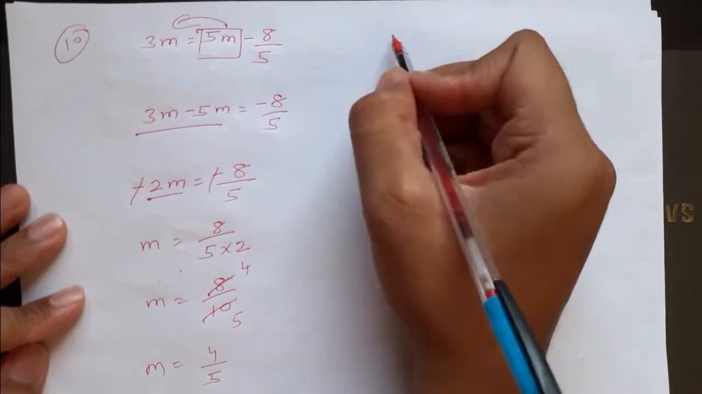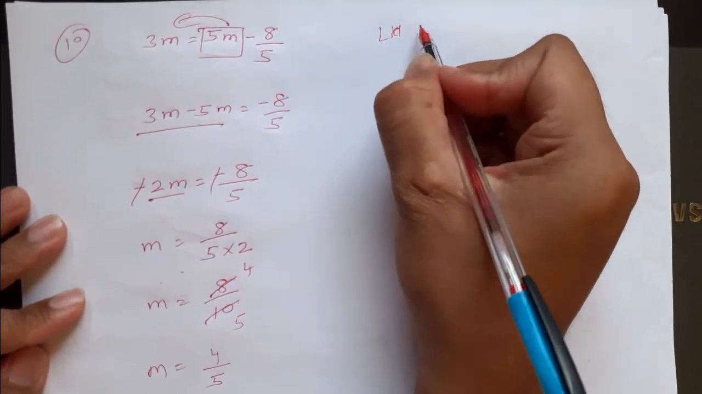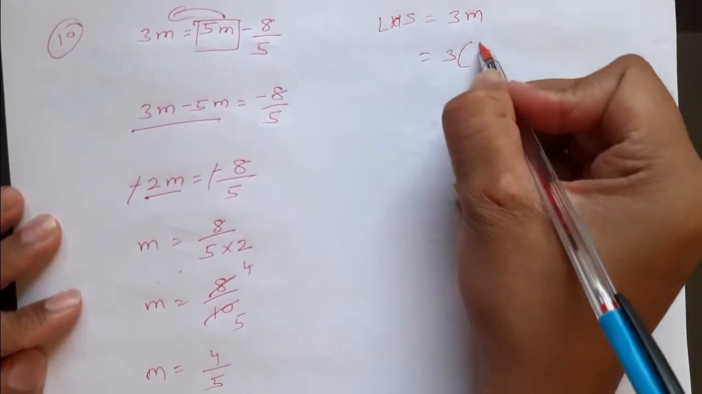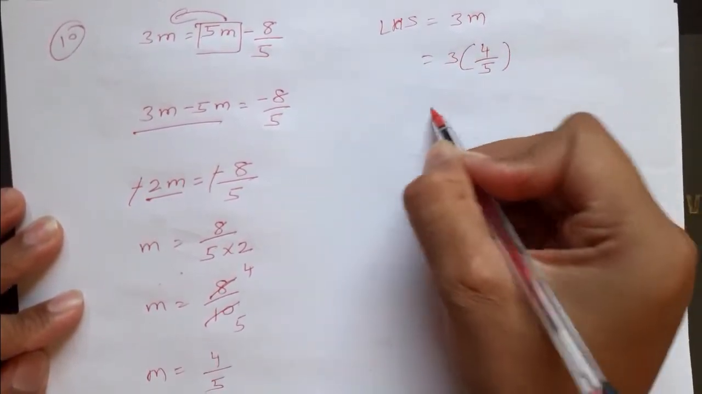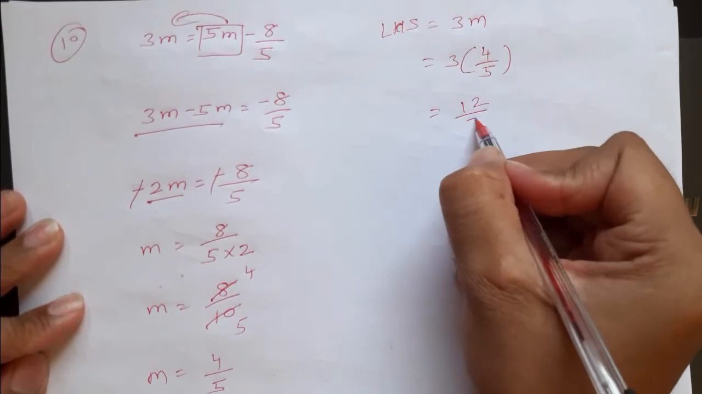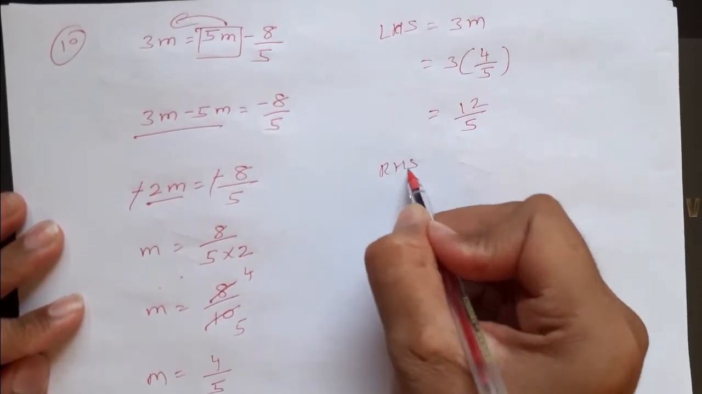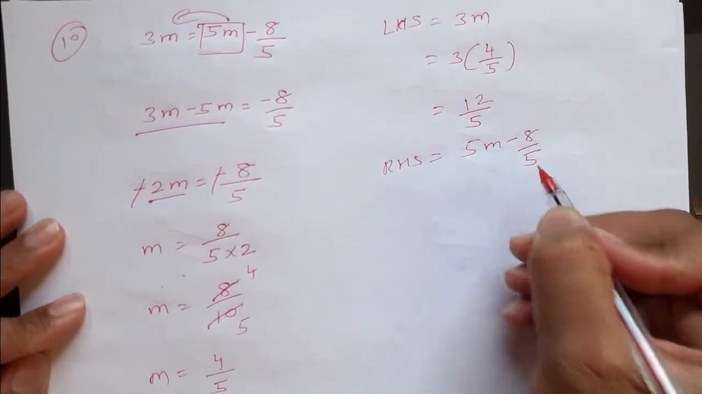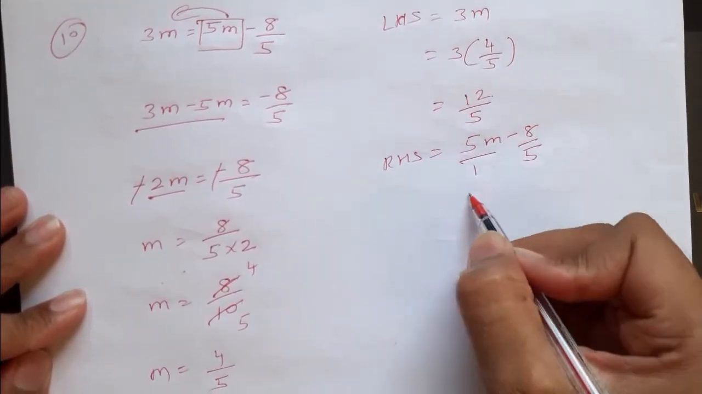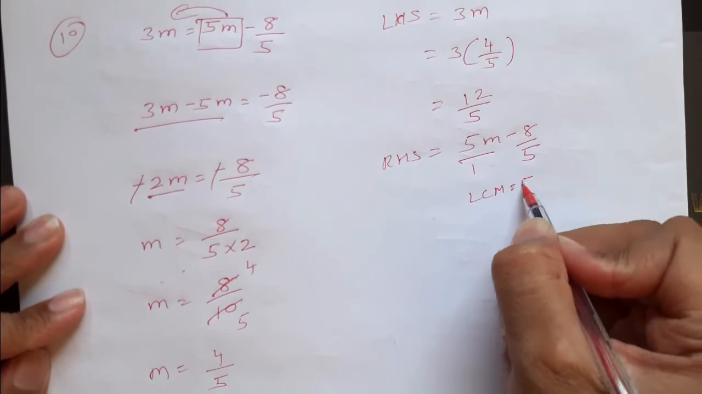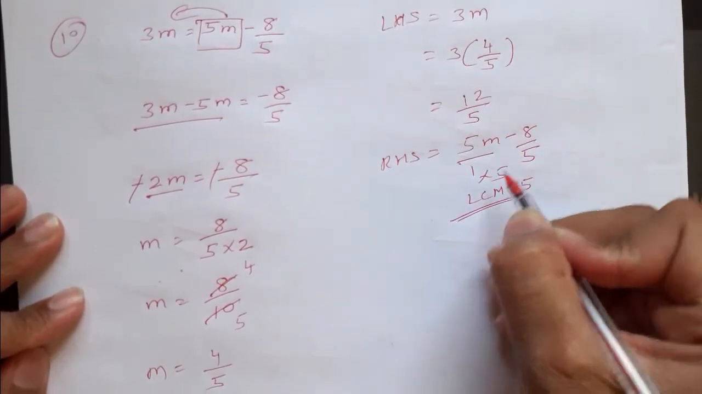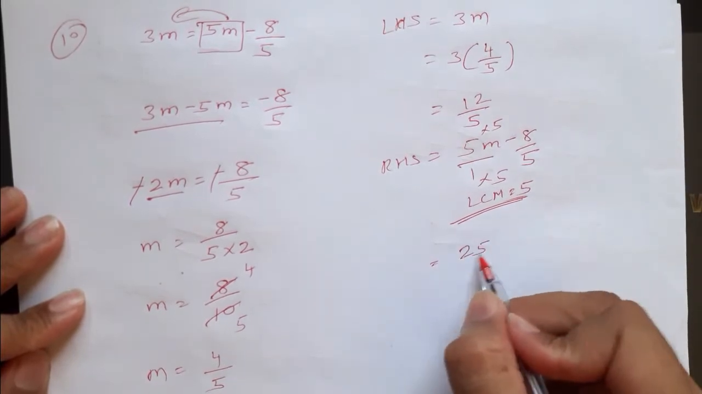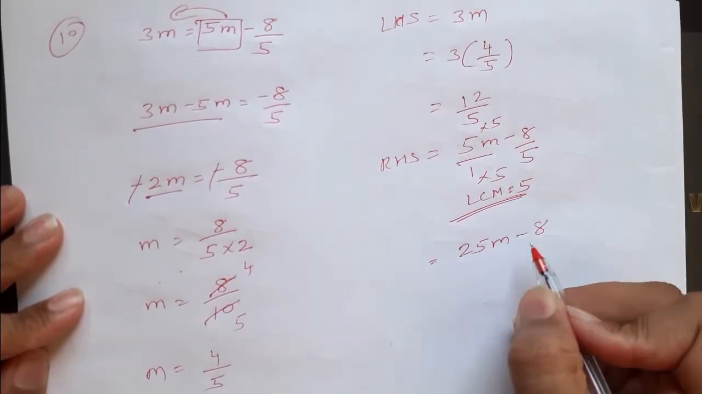Now LHS is equal to 3m. So 3 multiply 4 upon 5. So 3 4s are 12 upon 5. RHS 5m minus 8 upon 5. Now LCM will be 5. So multiply 5, multiply 5. So 5 5s are 25m minus 8.